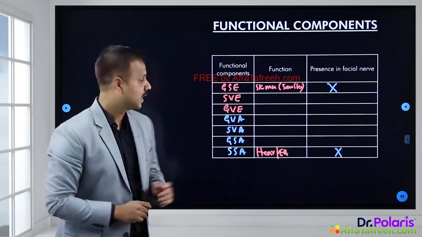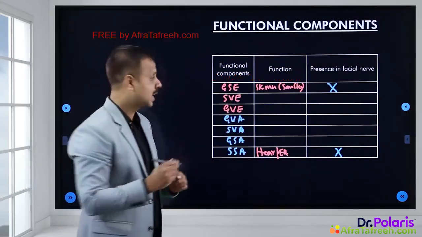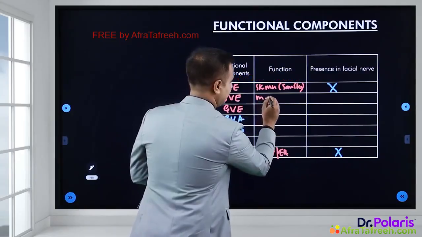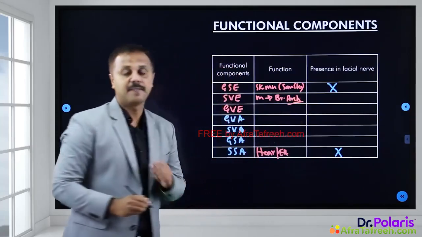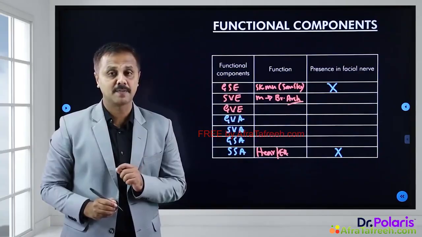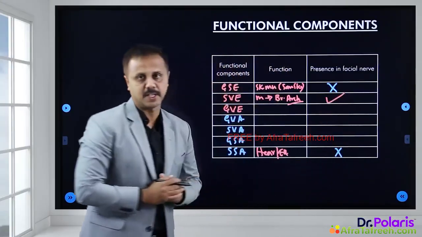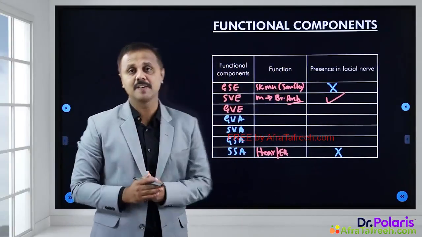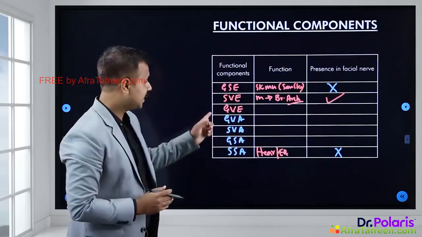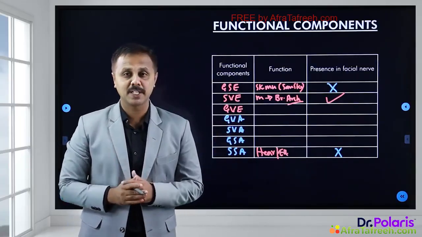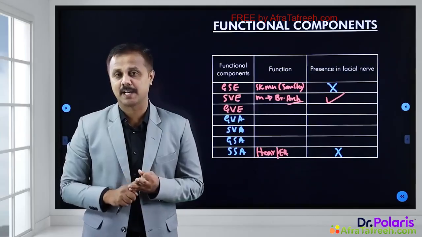What is the function of the special visceral efferent column? If you remember, the special visceral efferent column supplies the muscles derived from the branchial arches, the muscles of the branchial arch, and the facial nerve indeed will supply the muscles derived from the second pharyngeal arch. So this is one component which is present in the facial nerve. So the facial nerve has a special visceral efferent column. Similarly, what about the general visceral efferent column? We know that the general visceral efferent column normally represents the autonomic part of the nervous system, and it supplies glands, smooth muscles and cardiac muscles.